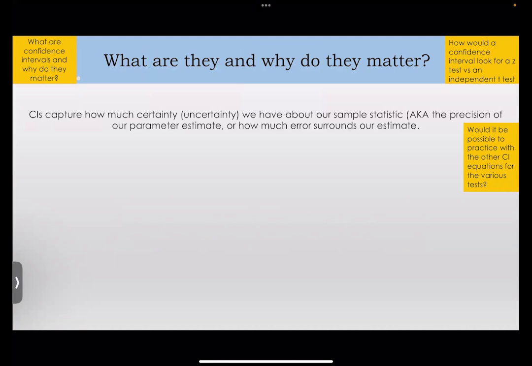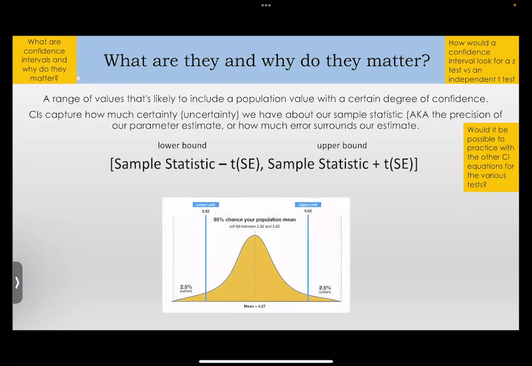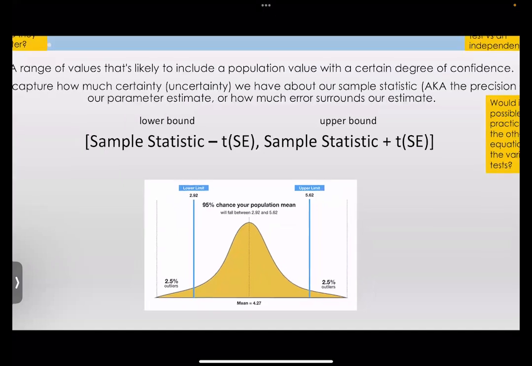So what are confidence intervals and why do they matter? Confidence intervals capture how much certainty or uncertainty we have about our sample statistic or the point estimate, i.e. the precision of our parameter estimate or how much error surrounds that parameter estimate. It's a range of values that is likely to include the population value with some certain degree of confidence. So they look like this. In the middle of them is always our parameter estimate or our point estimate. That comes from our sample descriptive statistic.